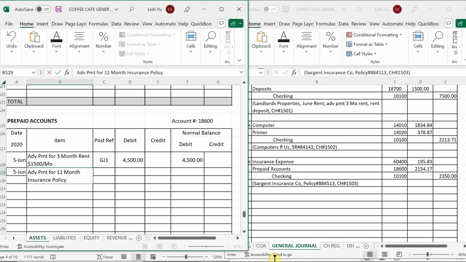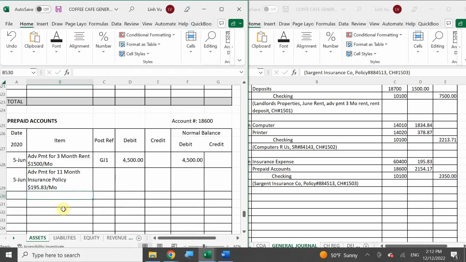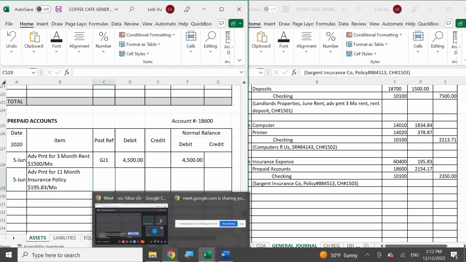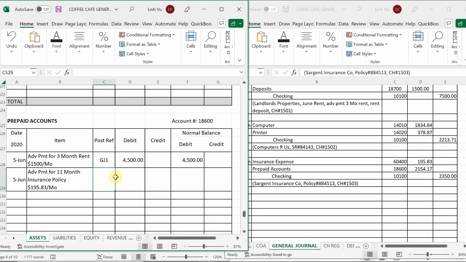Okay? Insurance policy, which was a total of $195.83 per month, right? We already established what the amount is per month. So that means the next time I need to accrue for the second month, I know it's going to be $195.83. Okay? So then, we are still on our general journal, page 1.